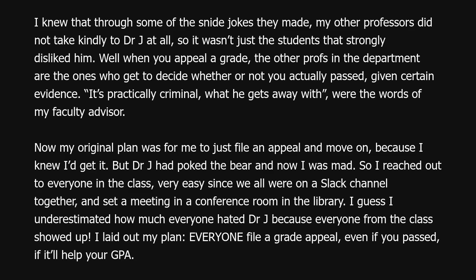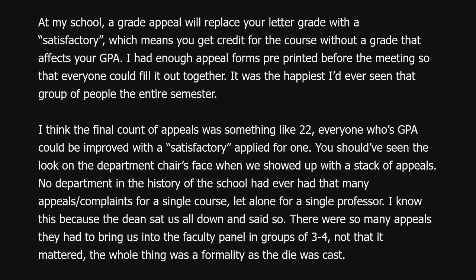I laid out my plan. Everyone file a grade appeal, even if you passed, if it'll help your GPA. At my school, a grade appeal will replace your letter grade with a satisfactory, which means you get credit for the course without a grade that affects your GPA. I had enough appeal forms pre-printed before the meeting so that everyone could fill them out together.